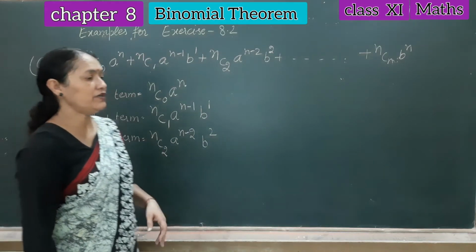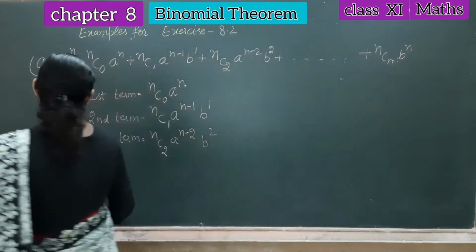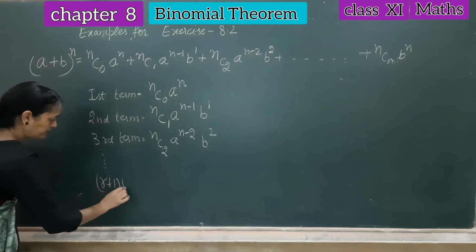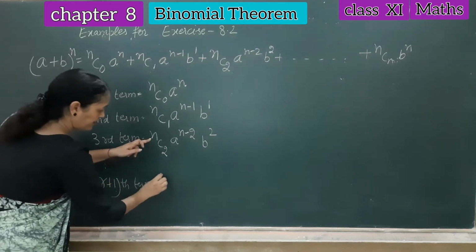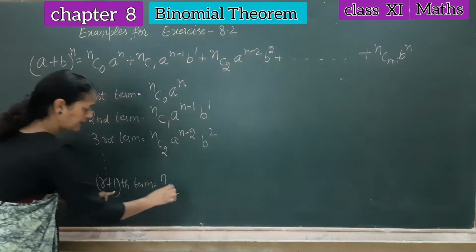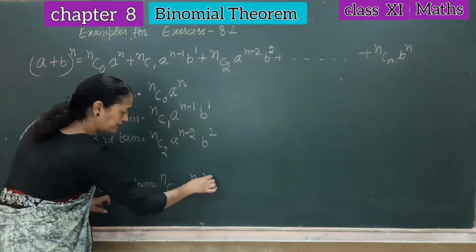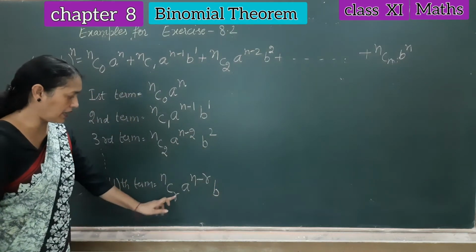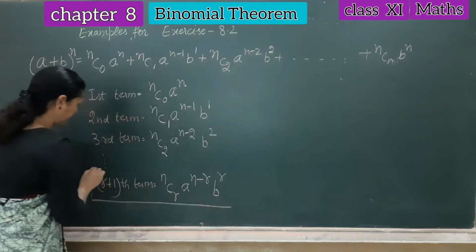In the same manner, if we write any term from in between the series, straight away, if I am writing the (r plus 1)th term, how to write? n is everywhere, nC. For the (r plus 1)th term, r will be there, then a to the power n minus r, then b to the power r. This is what we call the general term.